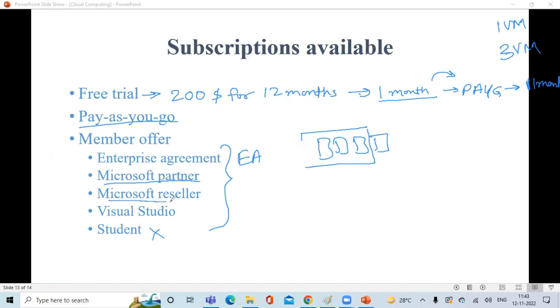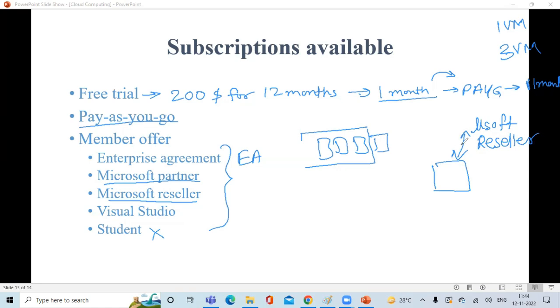After that, we have the Microsoft reseller. A reseller is a middleman. You know about reselling, right? Some companies take some of the products, or they have a Microsoft reseller agreement with Microsoft, right? And they will utilize those resources for other companies. Let's say this is my company which is connected with the Microsoft reseller.